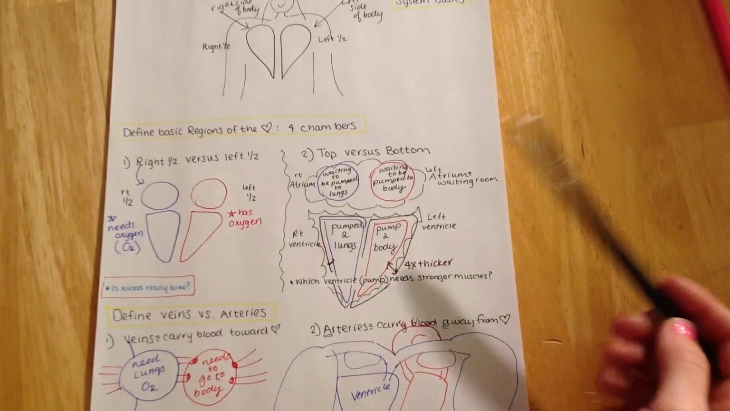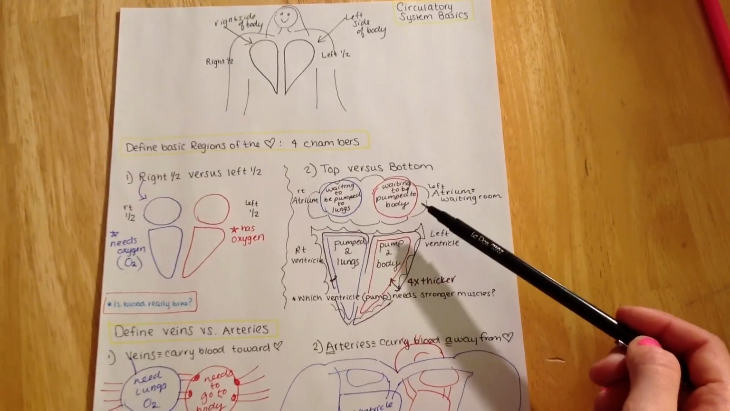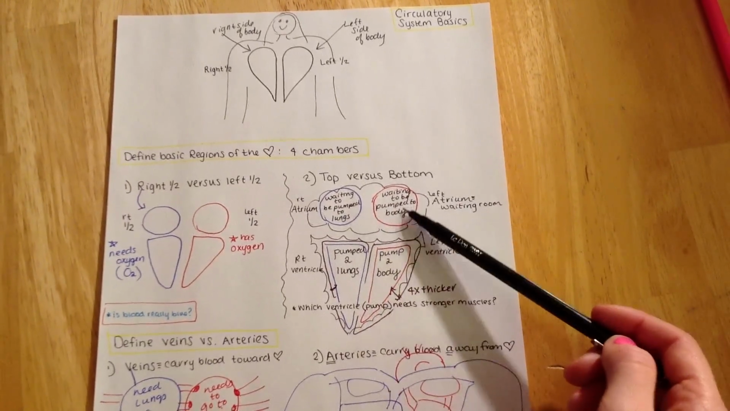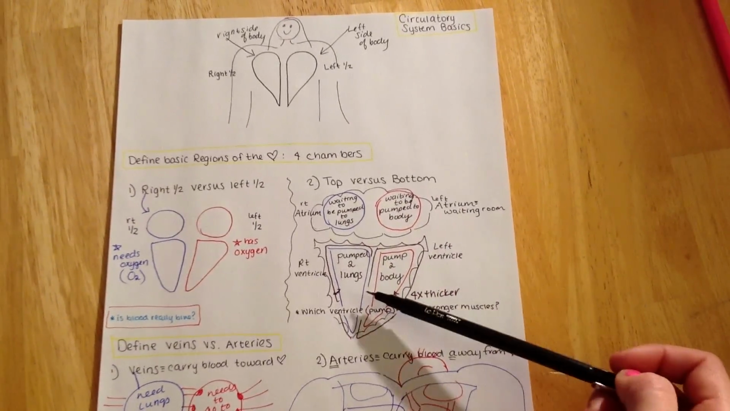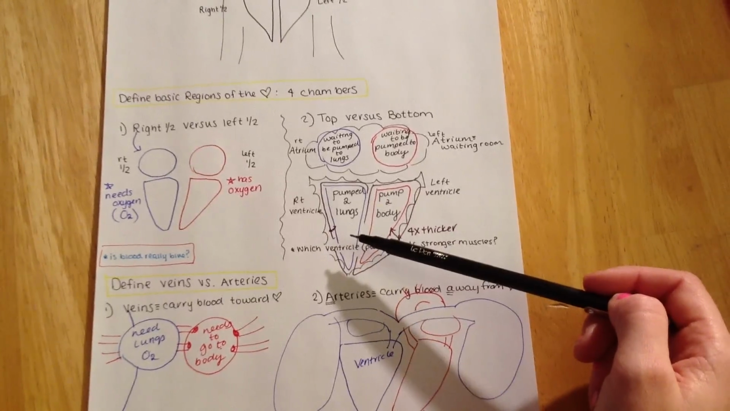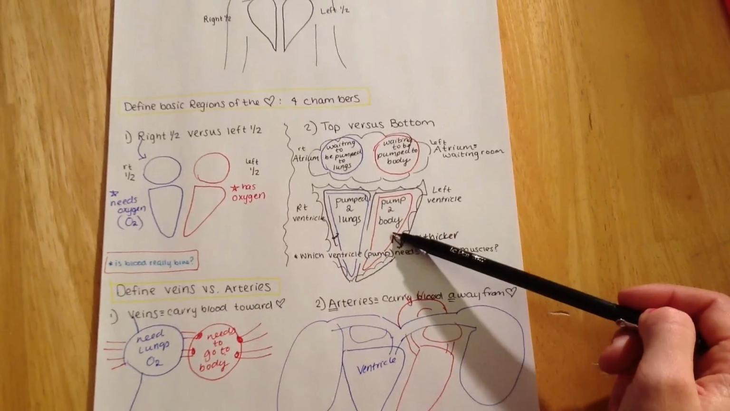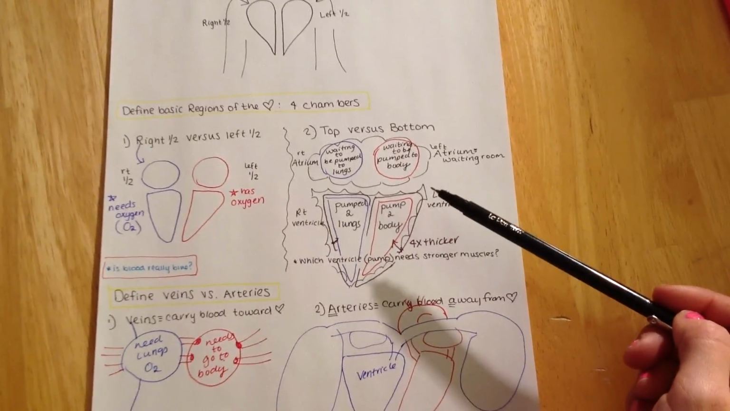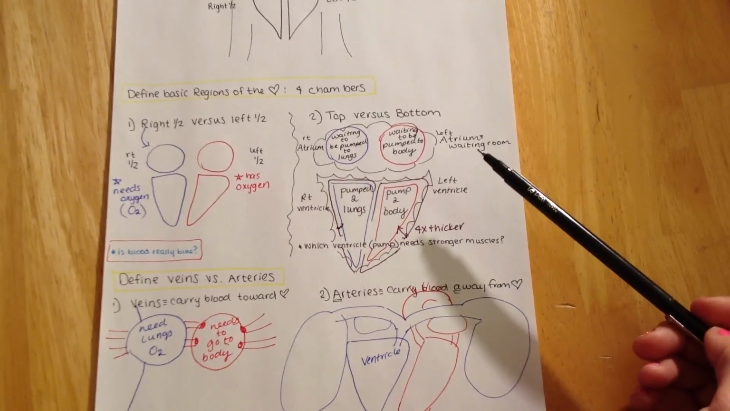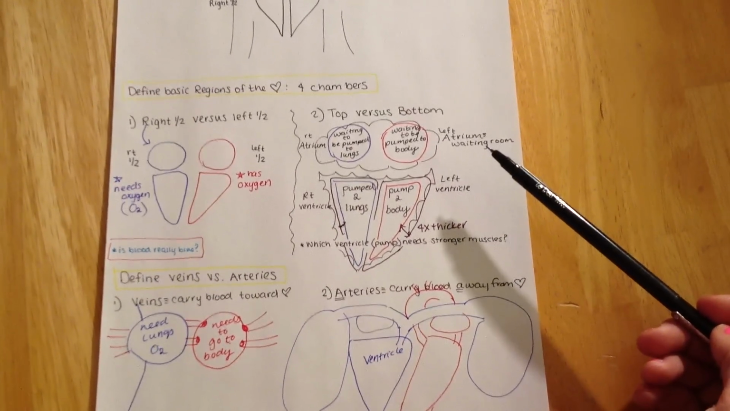And now let's move to top versus bottom. So top, not doing the pumping, but it's waiting to be pumped. Waiting to be pumped to lungs, waiting to be pumped to your body. The bottom half is doing the pumping. This half is pumping out to your lungs, while this ventricle is pumping out to your body, which takes more work, definitely pumping to your body. It's a lot bigger, further away than your lungs.